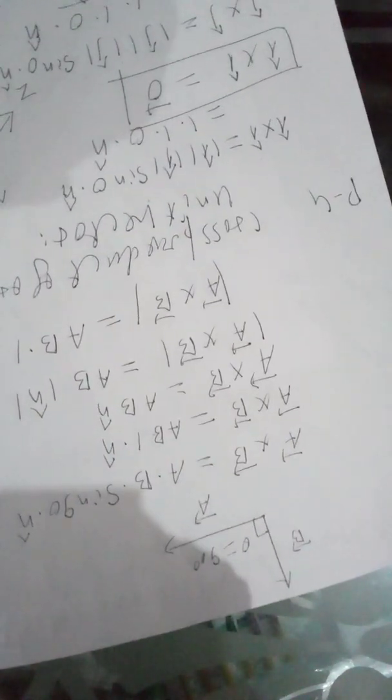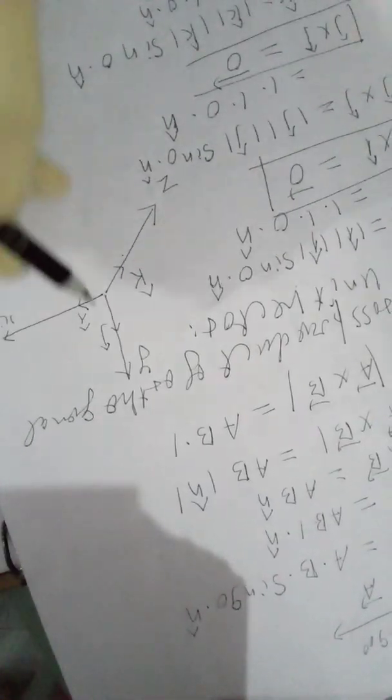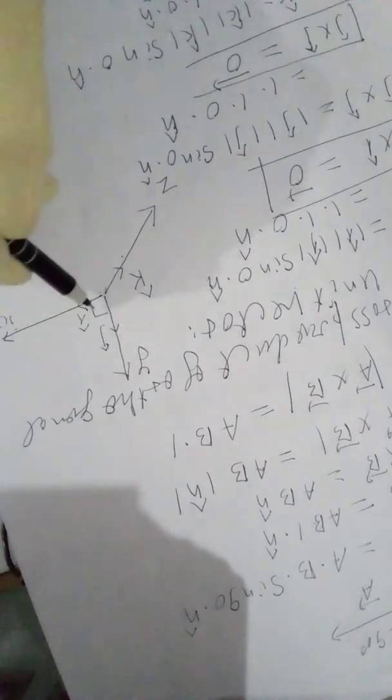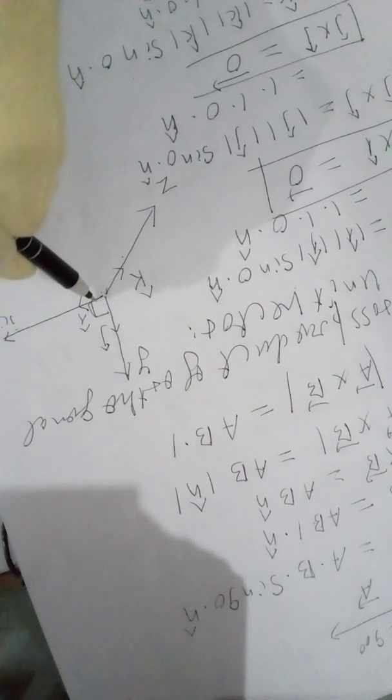i cross j is equal to magnitude of i into magnitude of j into sine of the angle between them. The angle between i and j is 90 degrees. This is your x axis, this is your y axis. The angle between the x and y axis is 90 degrees. So we write here sin 90 into unit vector.